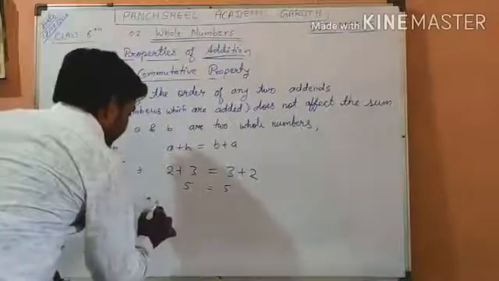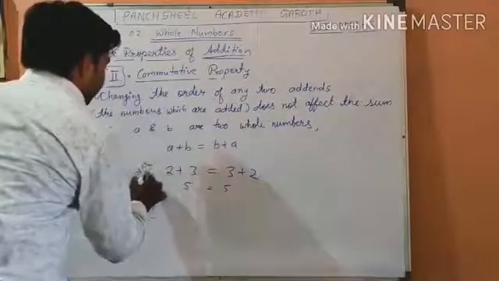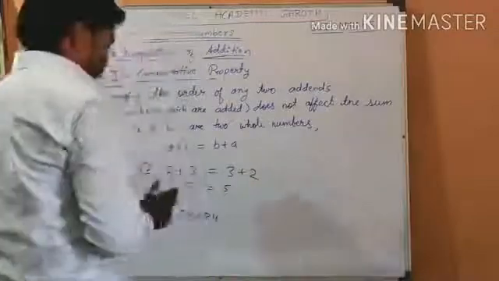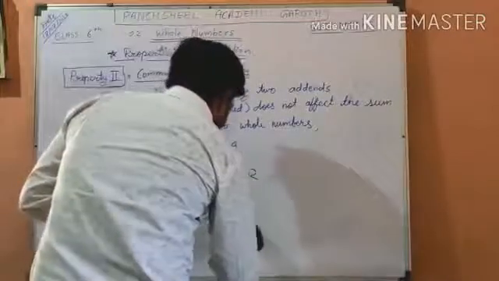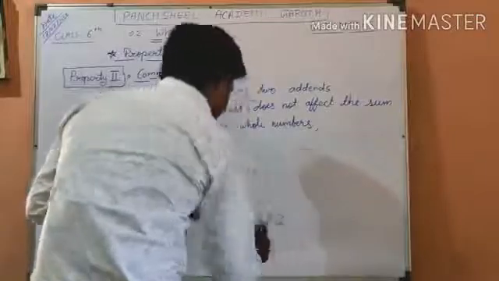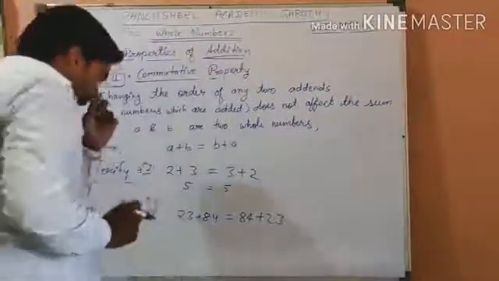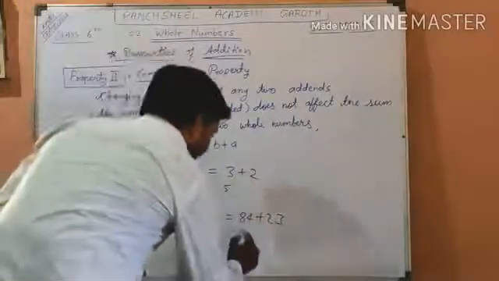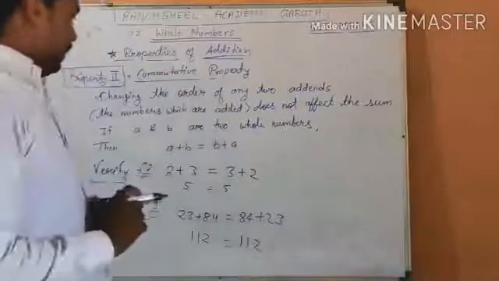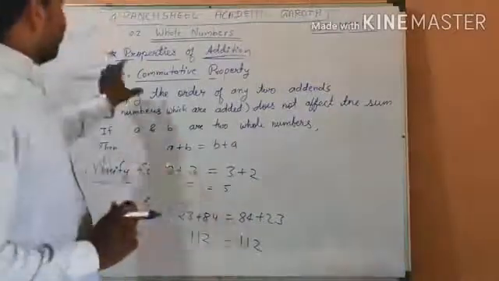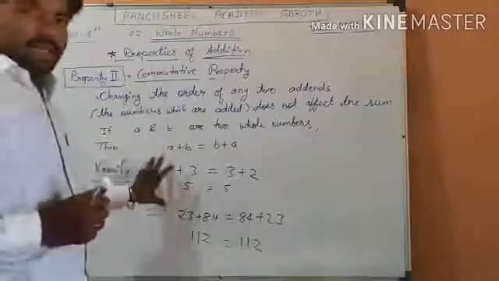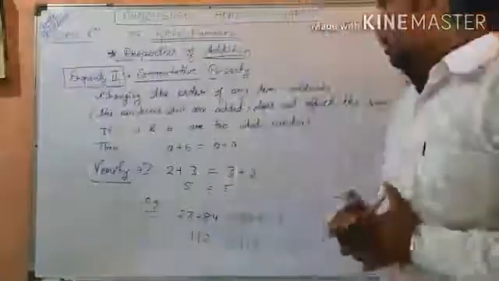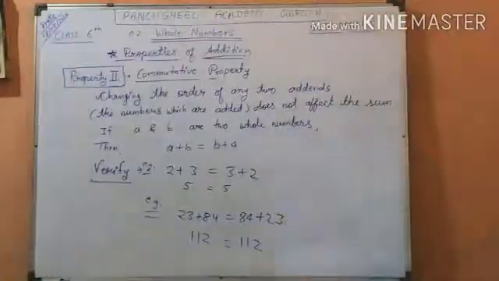Another example we can take: 23 plus 84 equals 84 plus 23. If we add them, we get 112 both ways. So this is the commutative property. It's easy. If we add any two whole numbers, we can change the order, and it doesn't affect the sum. Okay, note it down.